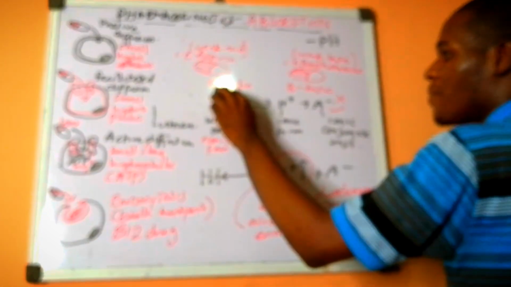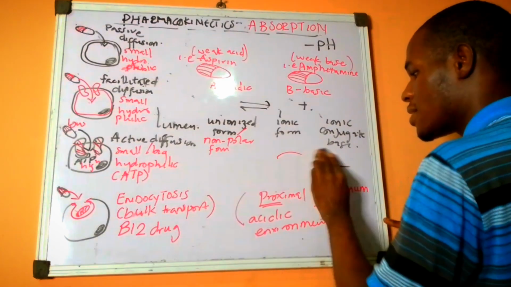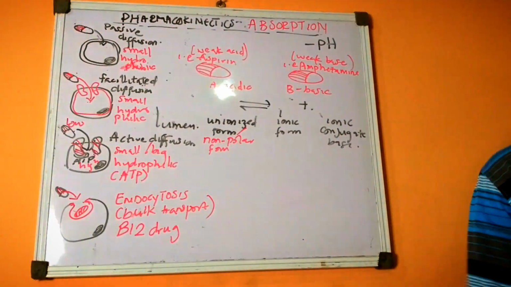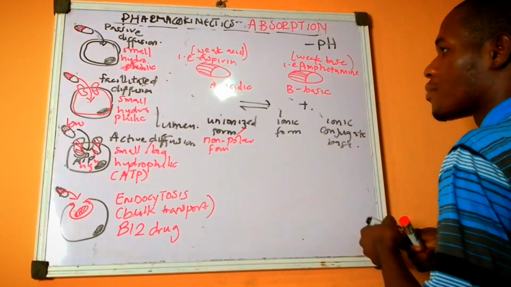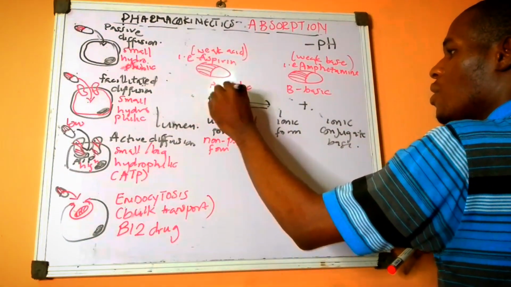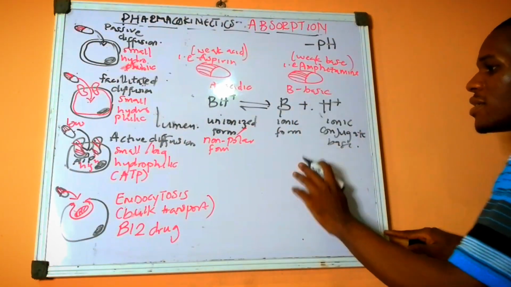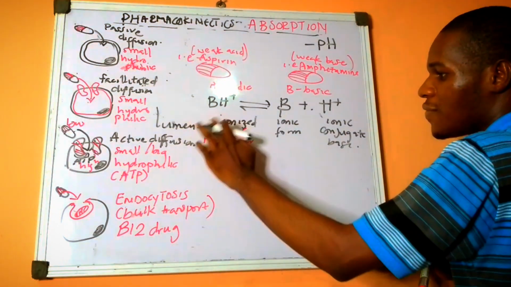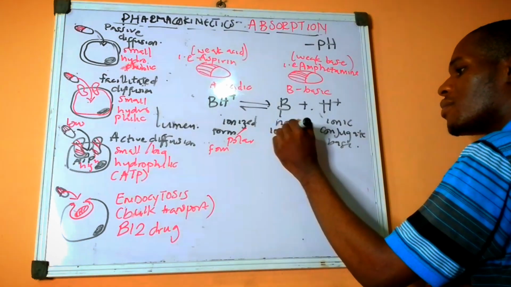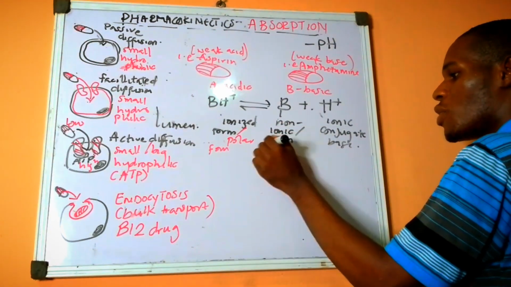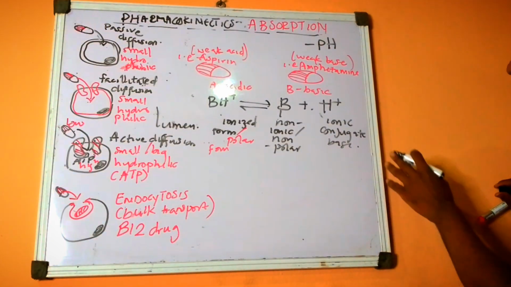An example is amphetamine. Let's talk about weak bases. Let me just clean this. So this is a weak base. I have BH plus, I have B, and I have H plus, right? Ionization. So this is the ionized form, which is the polar form. This is the non-ionic, or non-ionized form, which is of course non-polar.